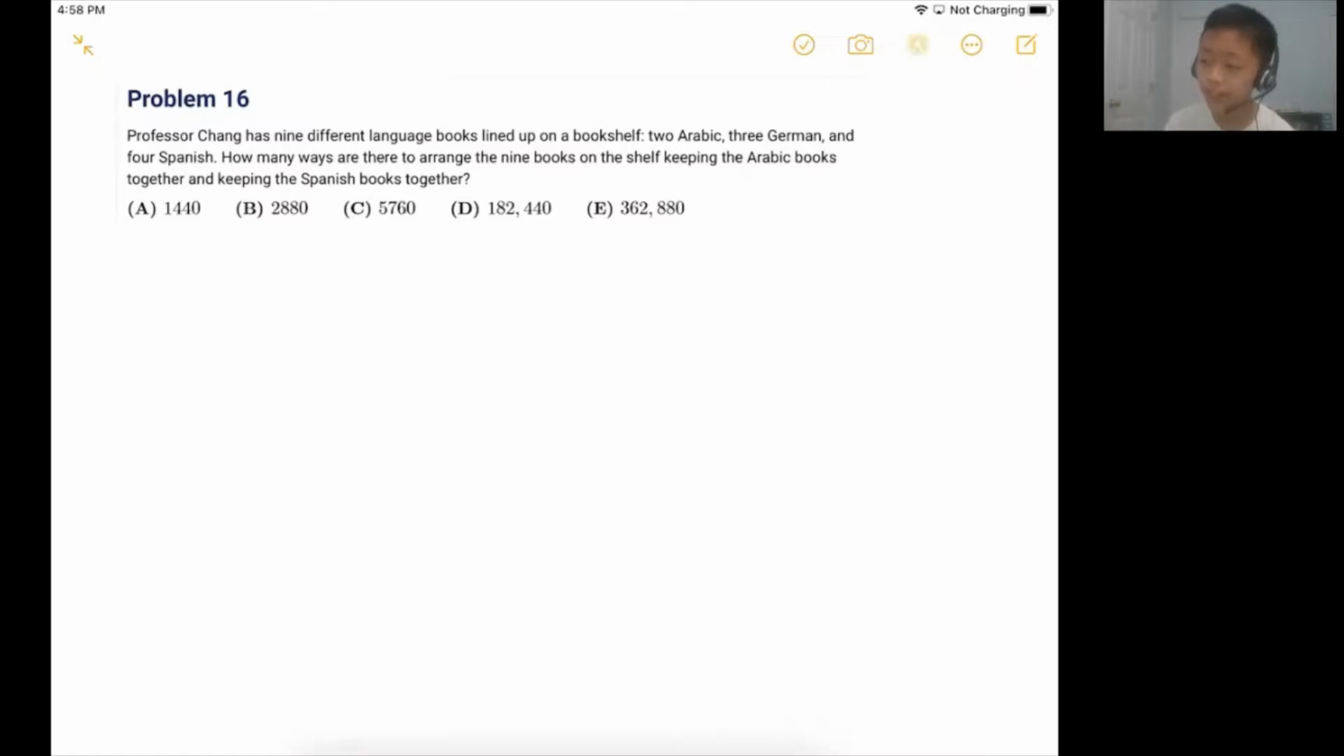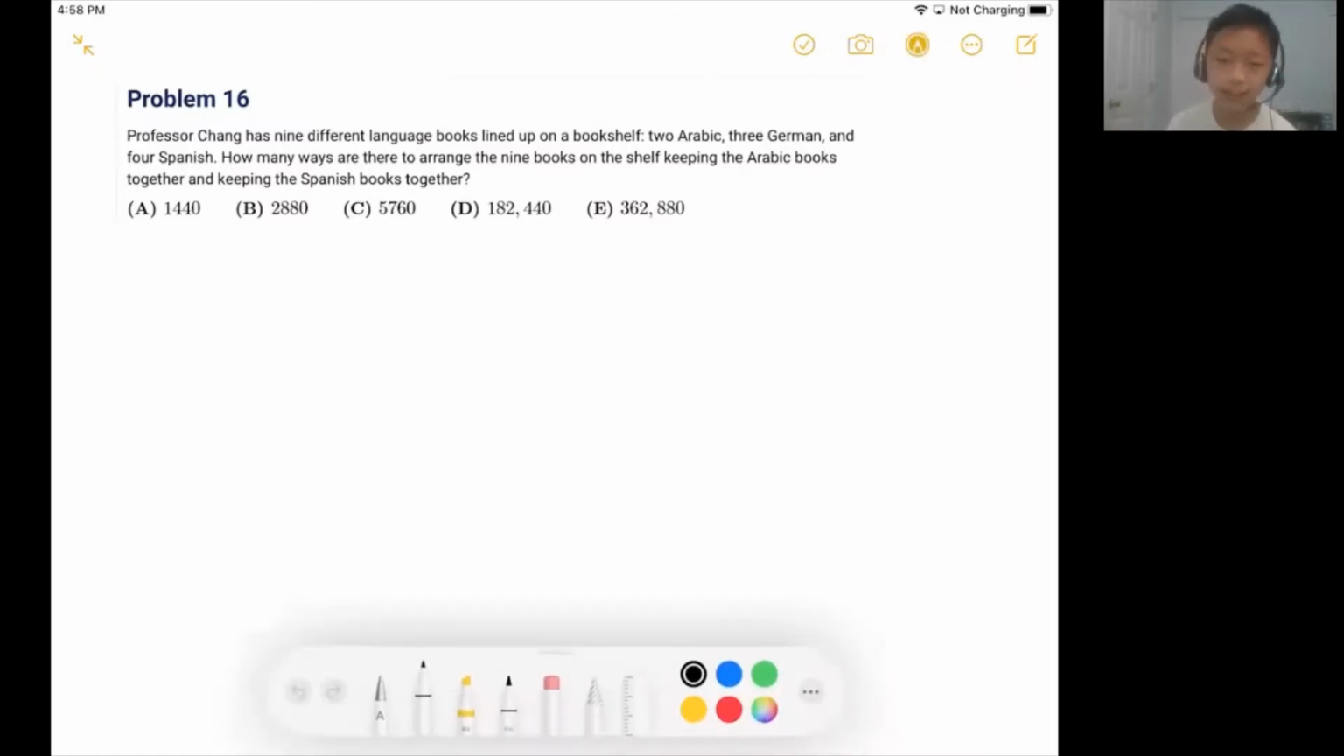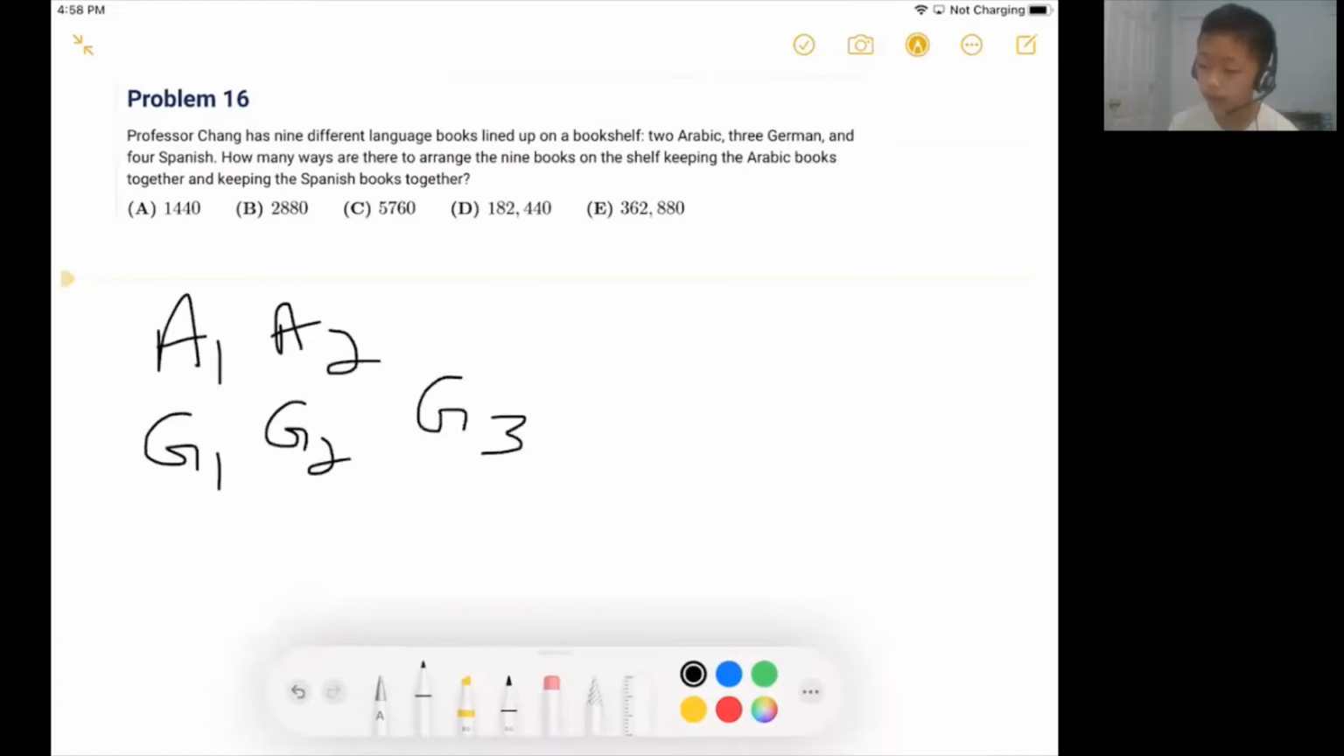So for this question, the idea is we want to focus on the restriction first. We want to keep the Arabic books together and the Spanish books together. So we know we have 2 Arabic books, so I'll call them A1, A2. We have 3 German books, so I'll say G1, G2, G3 for the German books, and 4 Spanish books. So I'll say S1, S2, S3, S4 for the Spanish books.